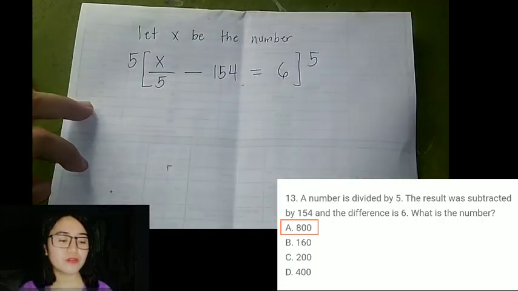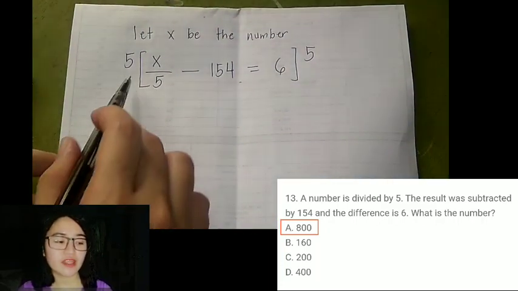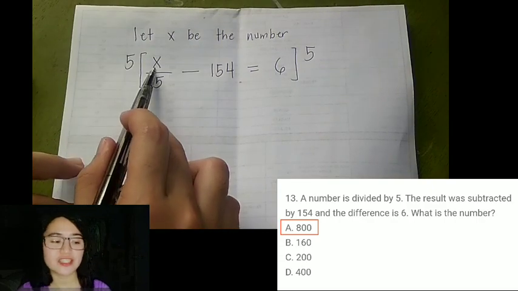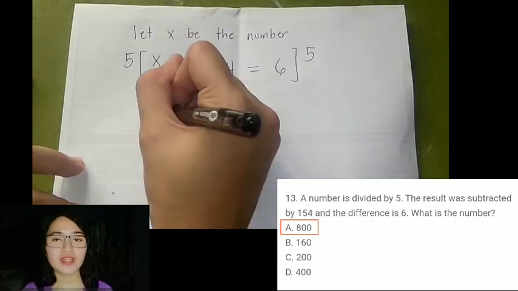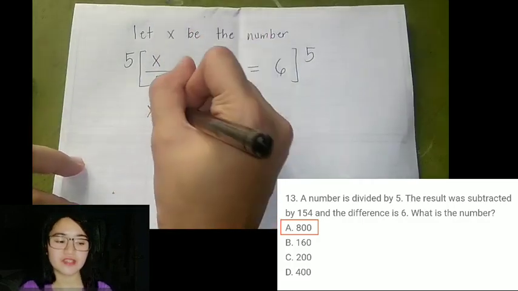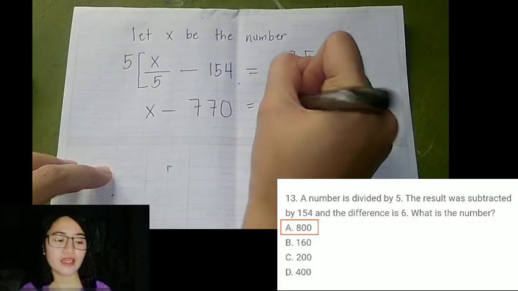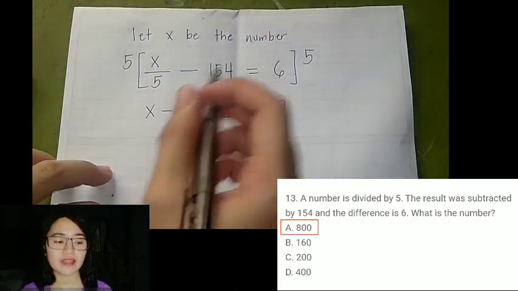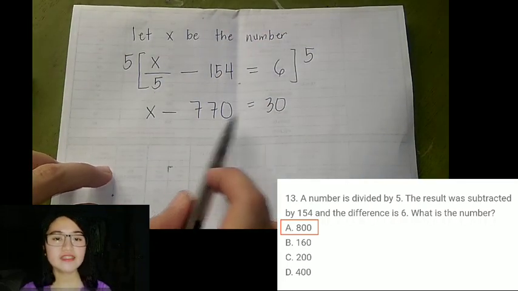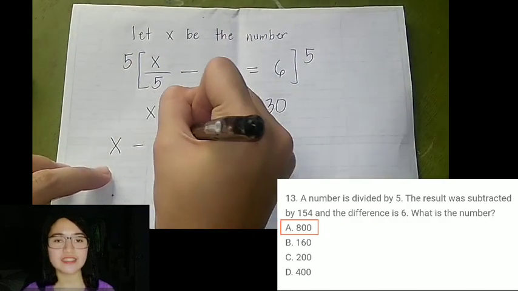So, pag minultiply natin both sides by 5, so 5 times x divided by 5, so magiging x na lang siya. And then, yung negative 154 multiplied by 5, that is negative 770. And then, sa kabilang side naman, yung 5 multiplied by 6, so that is 30. And then, ang kasama na lang ng variable x natin is negative 770.